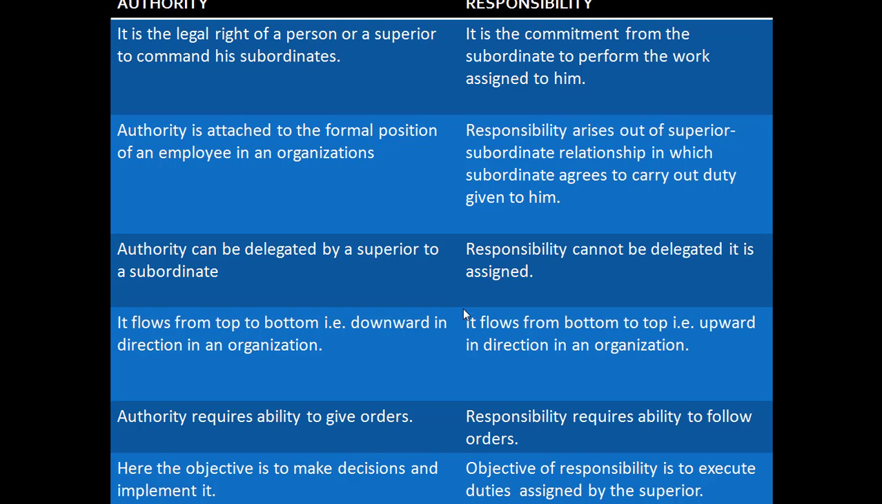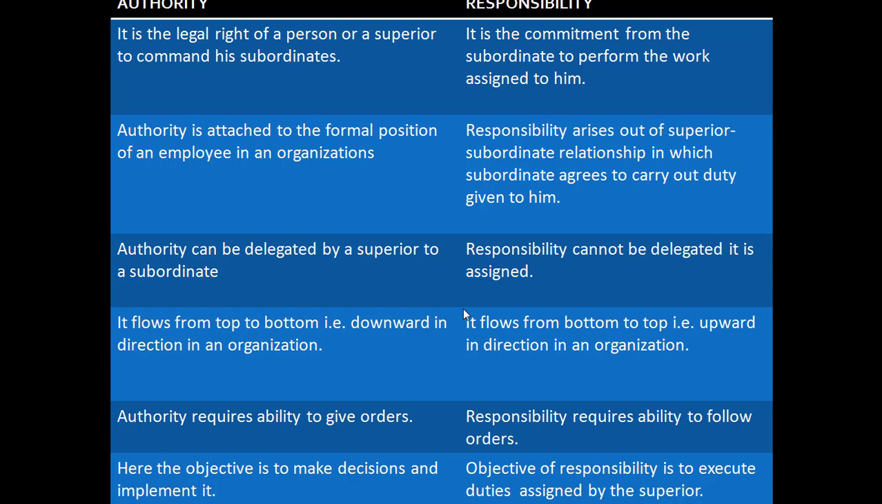Right? Now, the next point is authority flows from top to bottom. Authority flowing from top to bottom means that top positions will always have more authority and they will give or pass on or delegate the authority to their subordinates. So the top position employees will have more authority and they'll delegate or give authority to their subordinates.